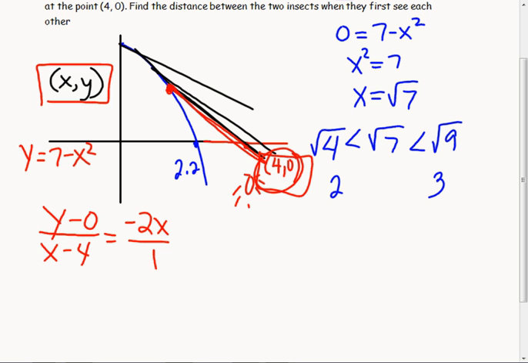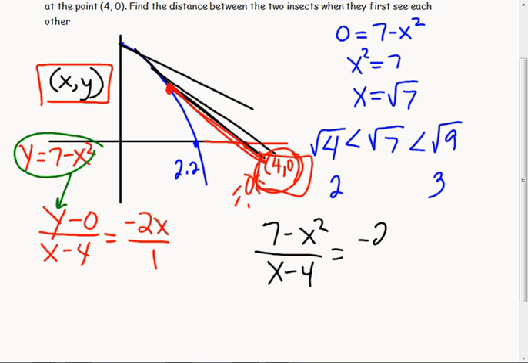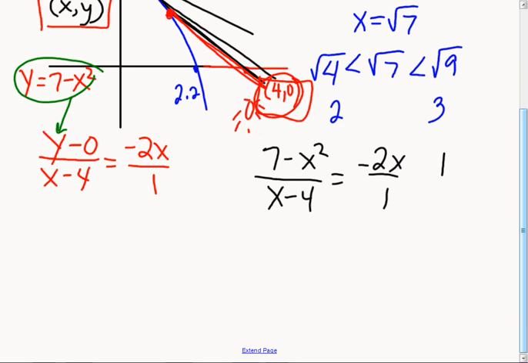And then some of you are saying, well, okay, that's great. I still have a y in there with my x's. I only want the x's right now. I either want x's or y, so it's easier to get rid of y. But I do know what y is. This is the aha moment. I have it written right here. What is y? 7 minus x squared. So now you're going to get 7 minus x squared over x minus 4 equals negative 2x over 1. And when you have two fractions that are equal, those are called proportions.